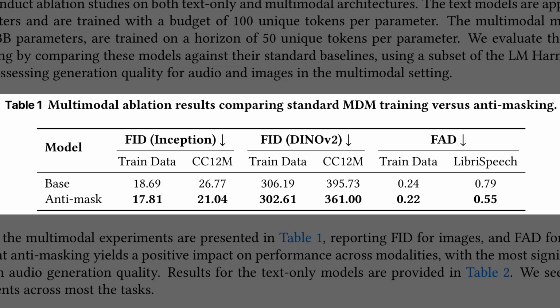So, while the previous figure showed broad performance, Table 1 isolates the impact of a technique called anti-masking. This method trains on both a masked input and its complementary inverse simultaneously. The columns track generation quality using Fréchet inception distance for images and Fréchet audio distance for audio, where lower values are better. Comparing the base and anti-mask rows reveals consistent gains. Most notably, the audio distance on the LibriSpeech dataset drops from 0.79 to 0.55, proving that this strategy improves efficiency without increasing training cost.